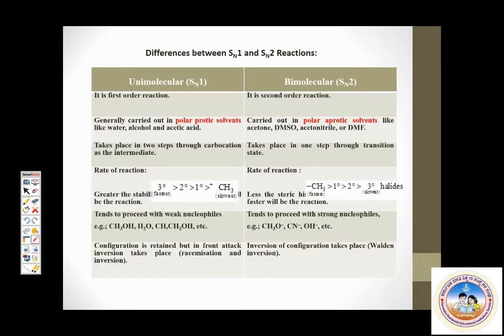First, SN1 mechanism is a first order reaction. SN2 is a second order reaction. Now, SN1 mechanism, please mark it, takes place in what are called polar protic solvents. Polar protic solvents. The polar protic solvent?